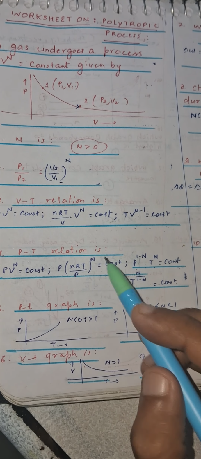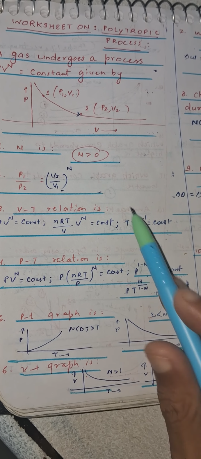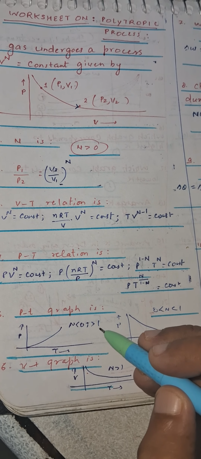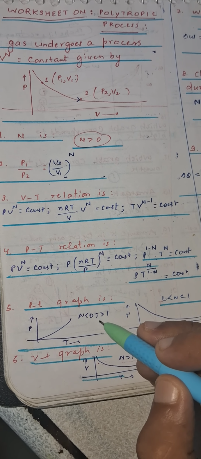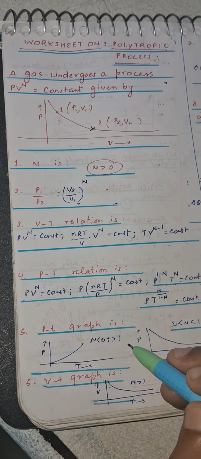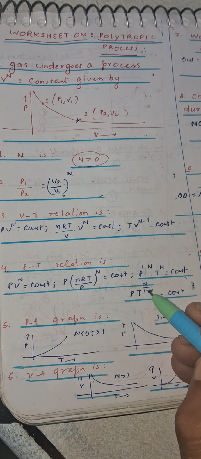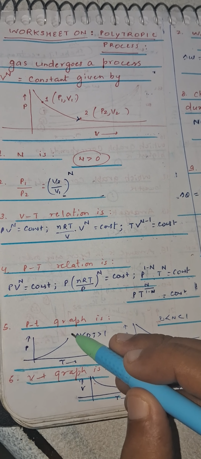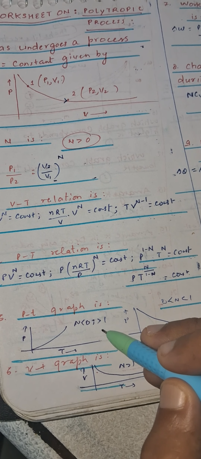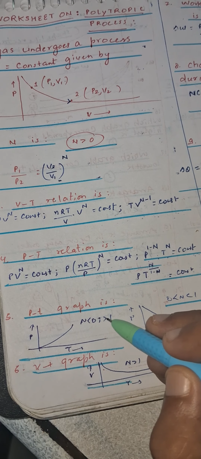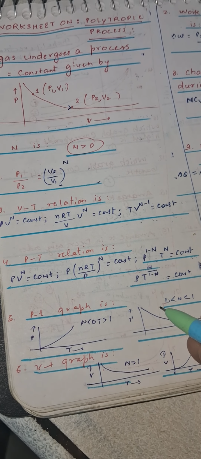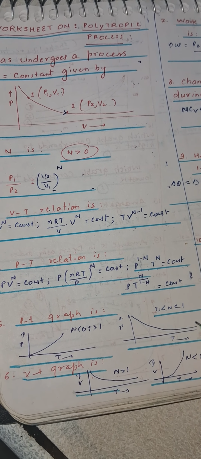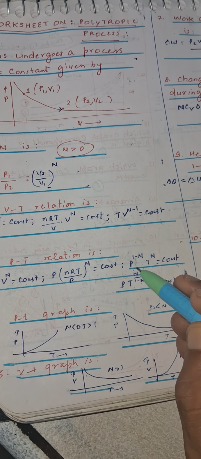The next is the PT graph. Since we have assumed that n is positive over here, there are two possibilities. One is if n is less than 0. If n is negative, then the curve will be like this. It will increase with temperature for n less than 0 or greater than 1 domain. And if n lies between 0 and 1, it will decrease, as this thing will be positive.